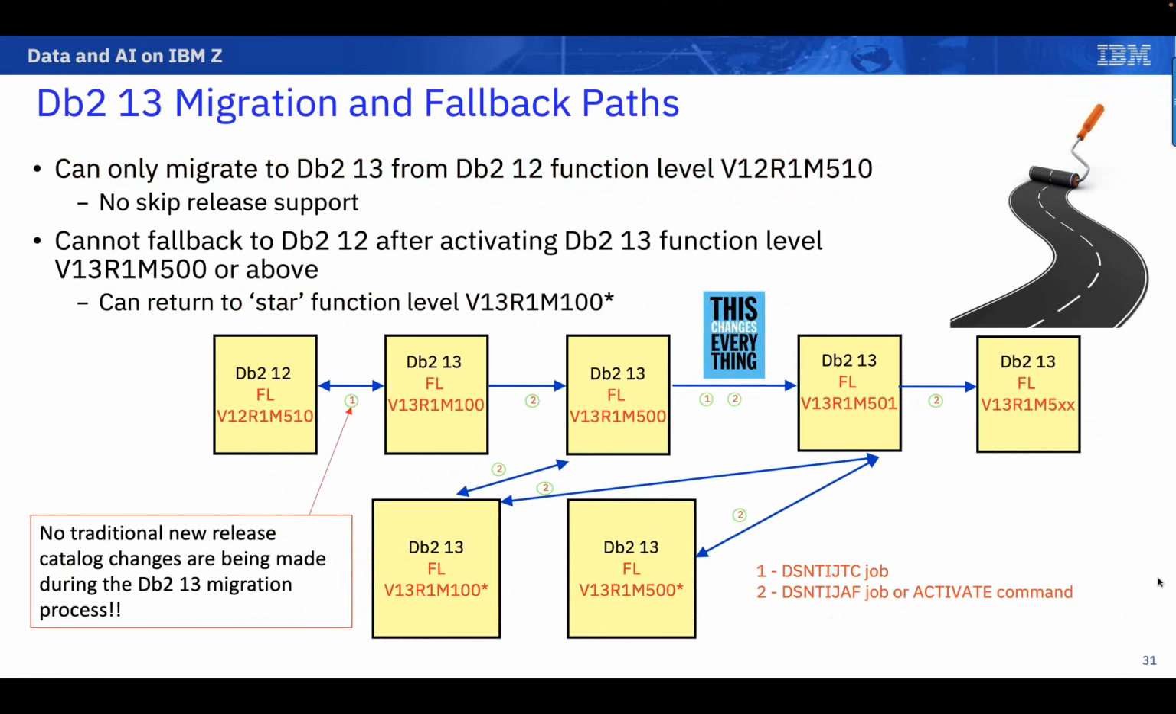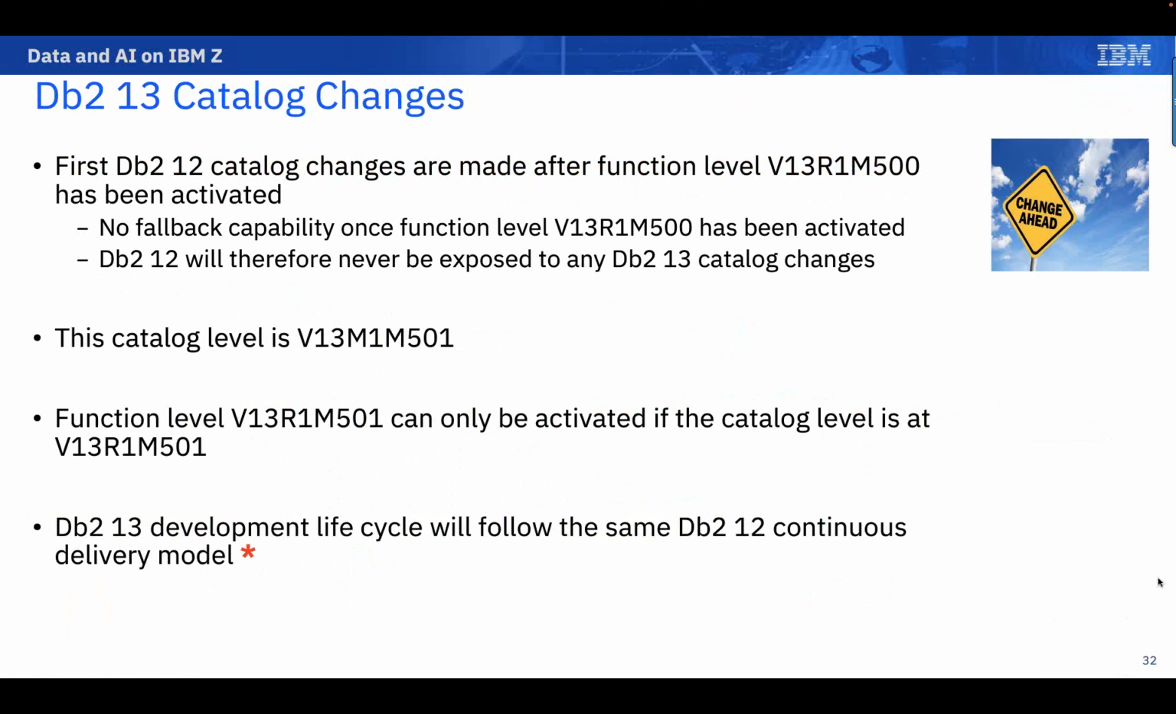You can, however, return to a star function level. So if you've gone up to 500 or 501 or an upper one, you can go back to an earlier star function level just as you could in version 12. So this is an identical continuous delivery process. I have the little blue box there in the middle where there is a cat maint, but again, we aren't changing the structure of the catalog. So this does change everything. This is new. This is revolutionary. So it's not a traditional release migration.